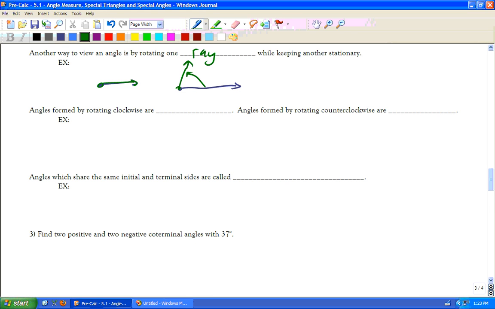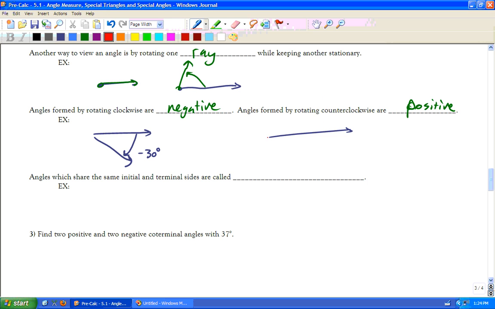Creating an angle. When you form angles by rotating clockwise, the angles are negative. Angles formed by rotating counterclockwise are considered positive. So if we have our stationary side, and we rotate it down this way, we could say that's something like negative 30 degrees. The negative purely is just indicating a direction.